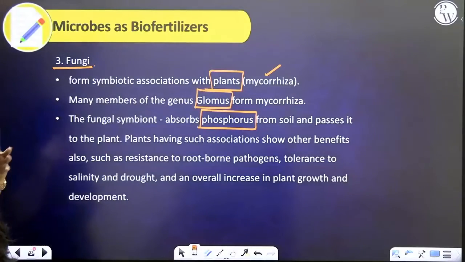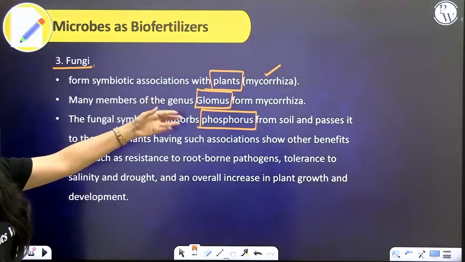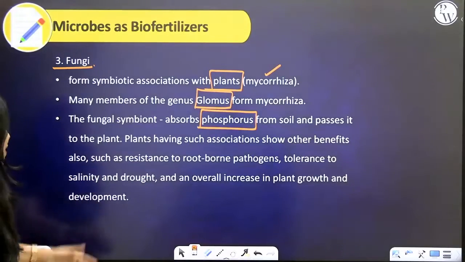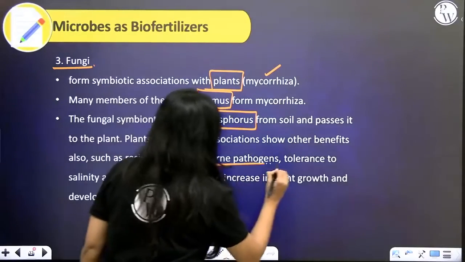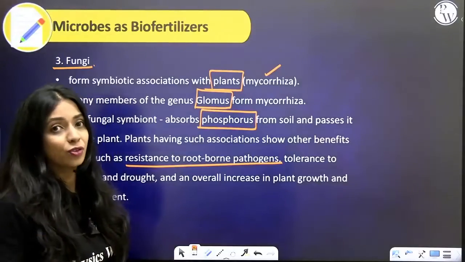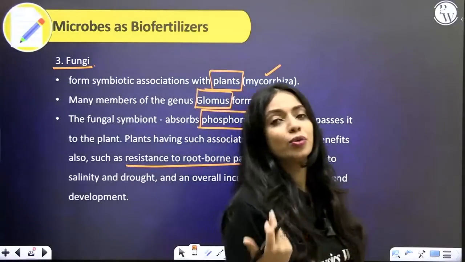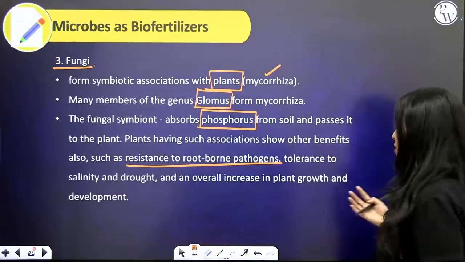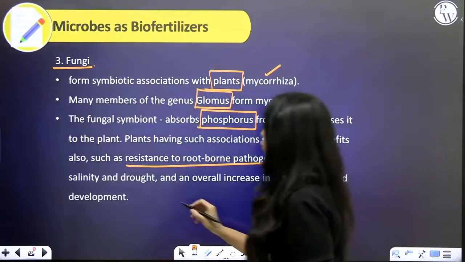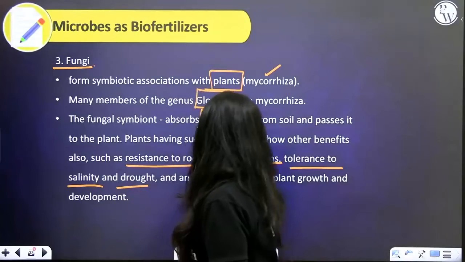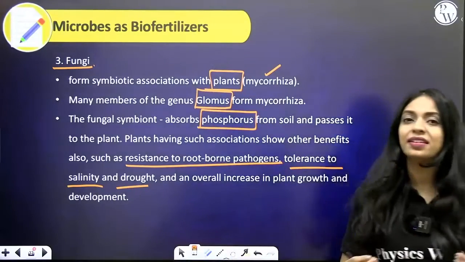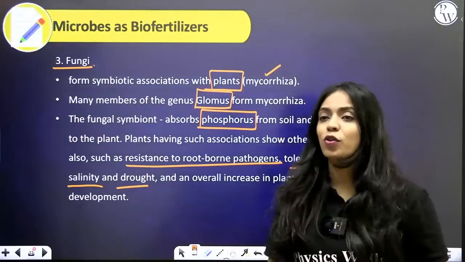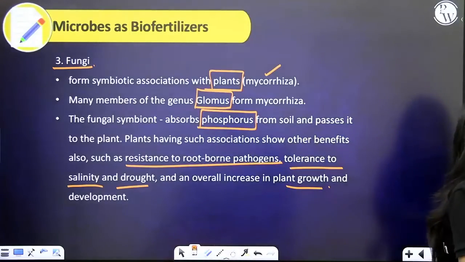So, apart from allowing the plant to absorb water and minerals better, they show several other benefits such as resistance to root-borne pathogens. If there are any pathogens that gain entry into the plant via the root, they will resist those pathogens as well. They will have a better tolerance to salinity and drought and overall increase in the development of the plant. Okay, so that's about biofertilizers. I hope this is clear.